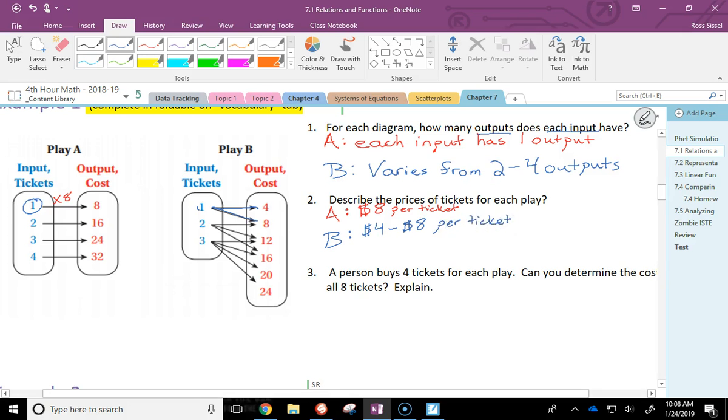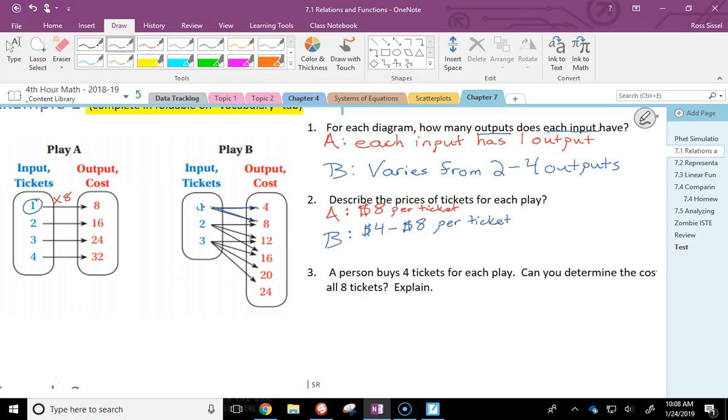This one's probably like if you're going to a special arena. If you're up close, the tickets cost more. If you're farther back, they cost less. But I can see that if one costs 4, one can also cost 8. 2 times 4 is 8. 2 times 6 is 12, but 2 times 8 is 16.